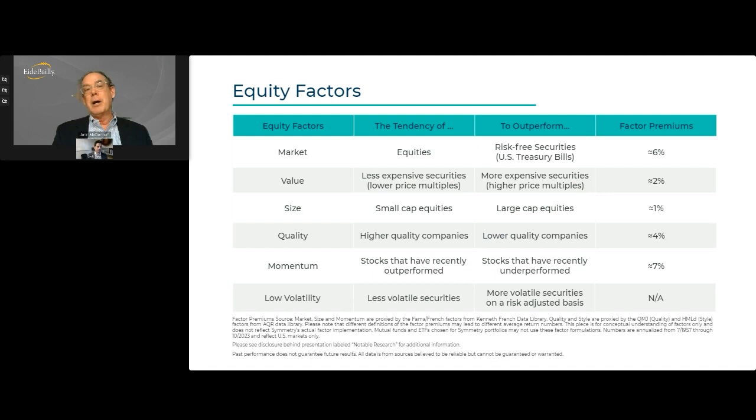One of the nice things about doing a multi-factor portfolio is that the returns to these factors tend to be somewhat uncorrelated, and sometimes even negatively correlated. So when value is doing well, sometimes momentum won't do as well, and vice versa. So that diversification among factors, both within the U.S. and across the globe, is an important consideration of factor investing as well.